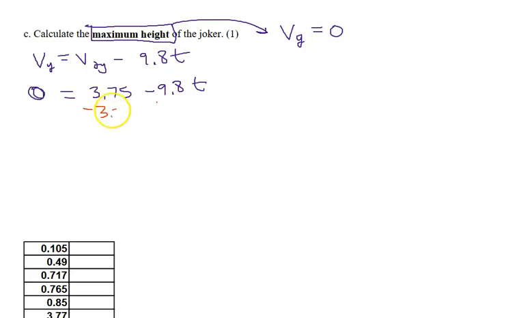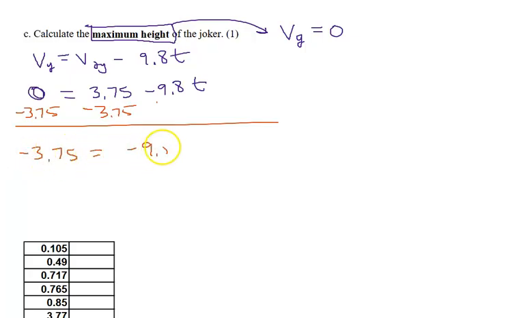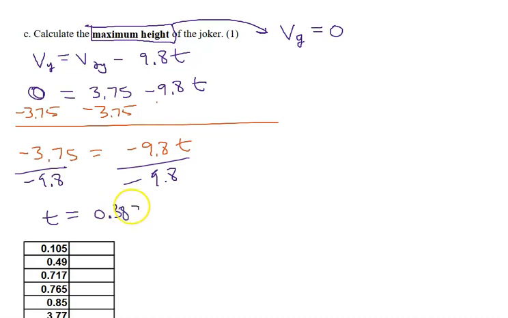Let's see, subtract 3.75 from both sides. So you get minus 3.75 equals minus 9.8 t. Divide both sides by negative 9.8, which is good because then we're going to get a positive time. And we get a time of 0.383 seconds. Okay, but that's not the final answer.